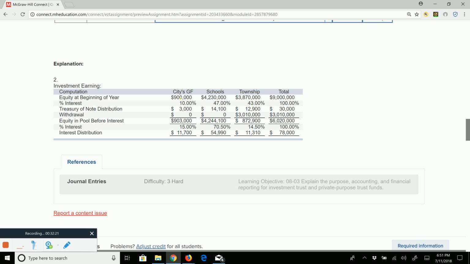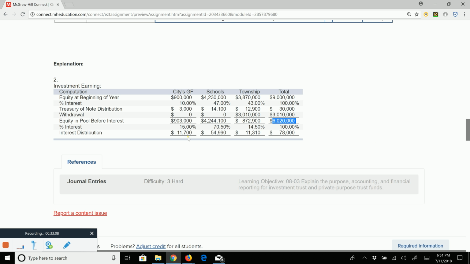So the city originally had $900,000 and they were allocated $3,000 for the T-note distribution. So their new equity in pooled investments is $903,000. The school district had $4,230,000 and they received $14,100 from the T-note. So their new equity is $4,244,100. The township started with $3,870,000. They got $12,900 from the T-note distribution, but we have to subtract out their withdrawal of $3,010,000. What is their new equity? It's down to $872,900.